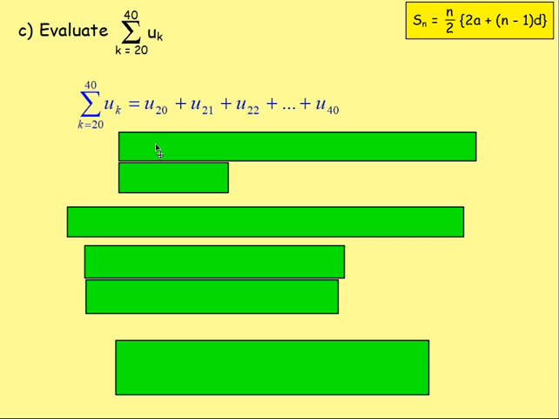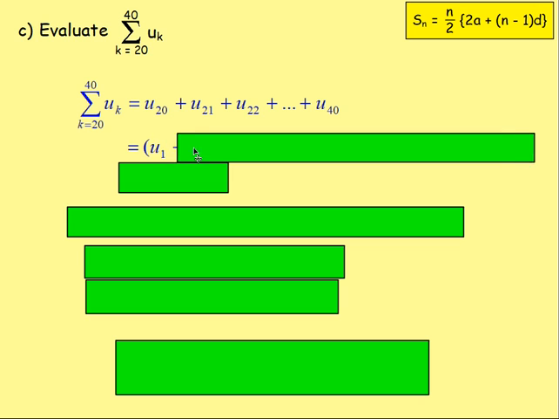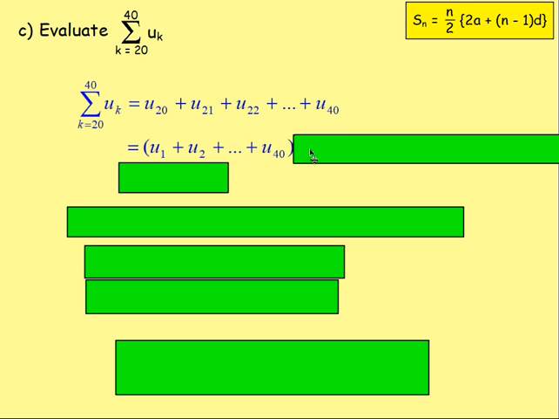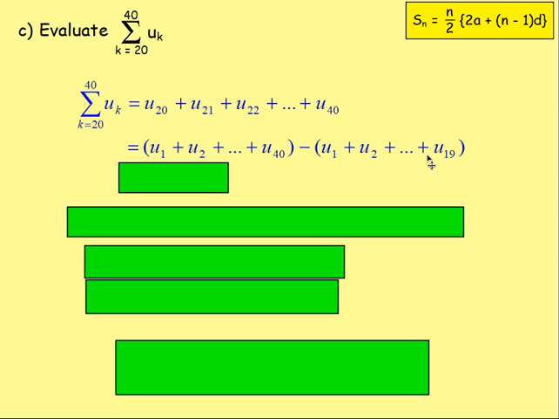How do we get that though? Well, really, the way we're expected to do it is to think about the terms going from the first to the second to the third to the fourth, all the way up to the last one. Normally we'd have k equals 1 up to 40. So we'd have u1 plus u2 all the way up to u40. But what we don't want is the terms from 1 all the way up to 19. We want to start with the 20th. So what we do is we would then subtract u1 plus u2 all the way up to u19.